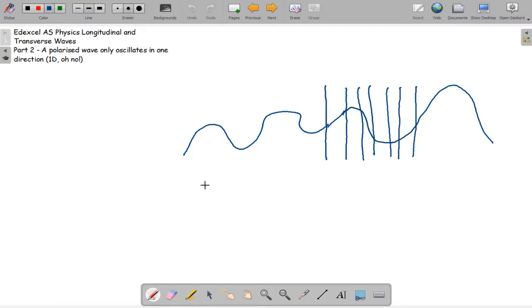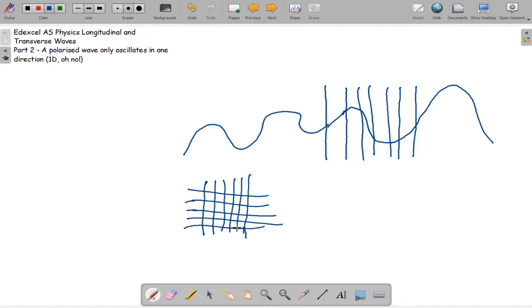It's like getting a gauze that you have in chemistry and trying to put a flame through it. It's not going to work, as the gauze stops it. That's sort of like what a polarizing filter does: it makes a sort of mesh that doesn't allow any of the light to go through. So this will be shaded like that, and none of the light will be able to get through.